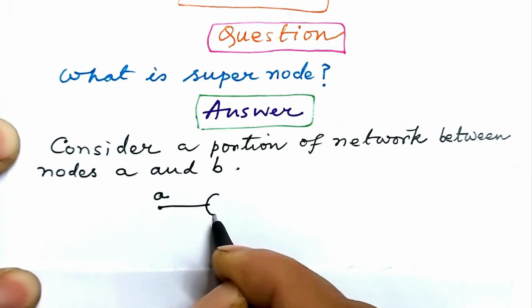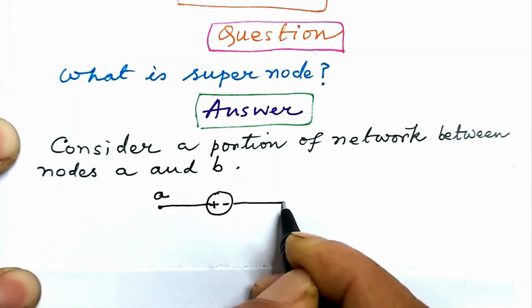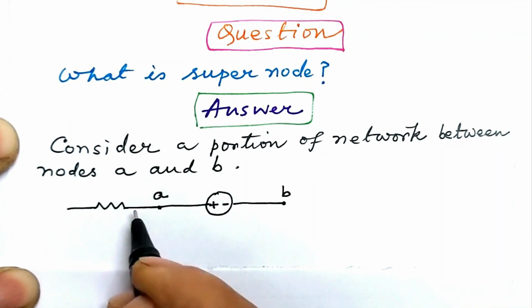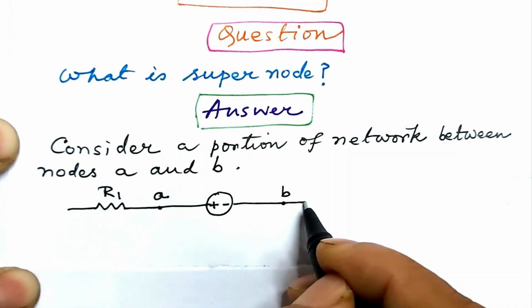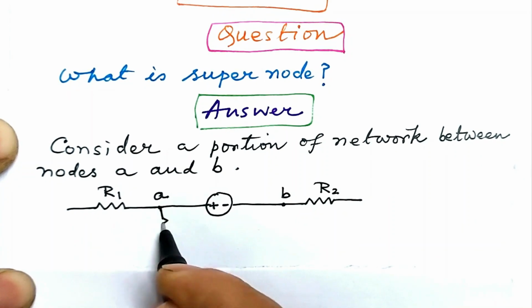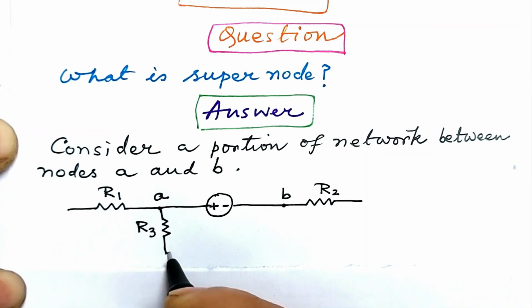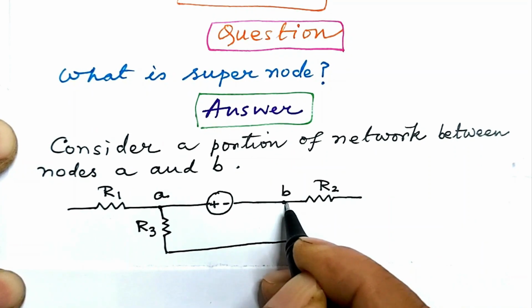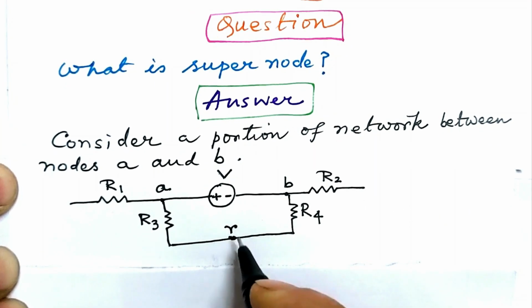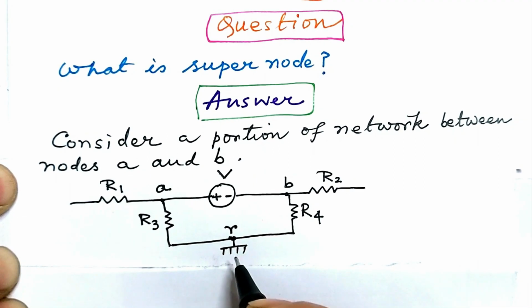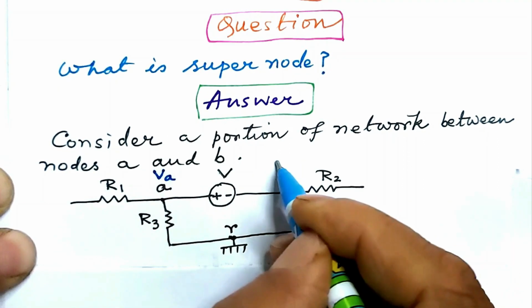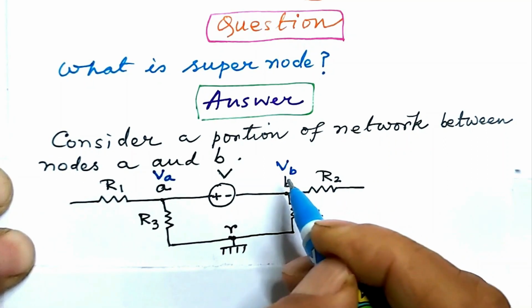Let there be a voltage source between the nodes A and B. Resistance R1 is connected to node A and resistance R2 is connected to node B. Let this be R3 and this resistance be R4. This point denoted by R is the ground. Voltage at node A is VA and voltage at node B is VB.